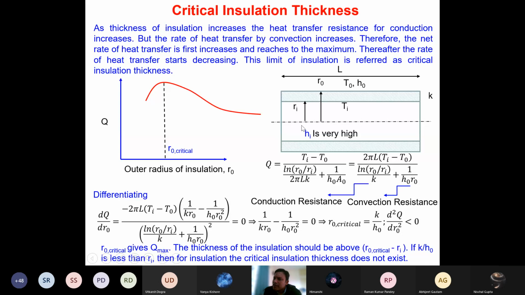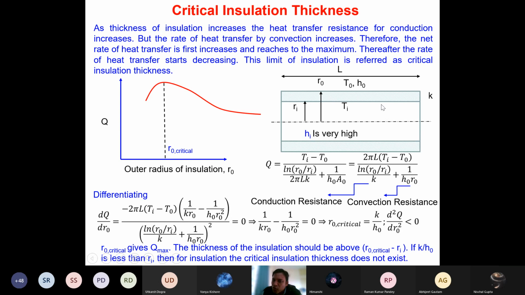Again, the steam is flowing with high velocity here, so the heat transfer coefficient inside this pipe we can consider very high. So the heat transfer coefficient hi is very high, which means this resistance is negligible here. Again, the metal resistance will be negligible because the conductivity of the metal is very high, but there will be a resistance corresponding to the insulation.